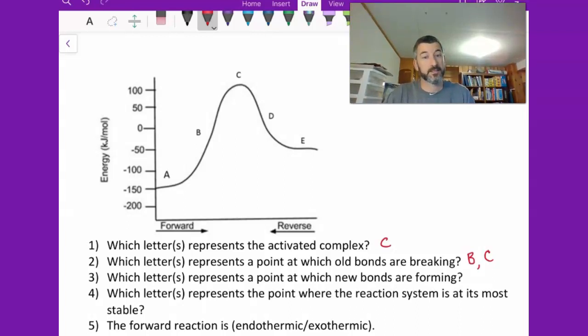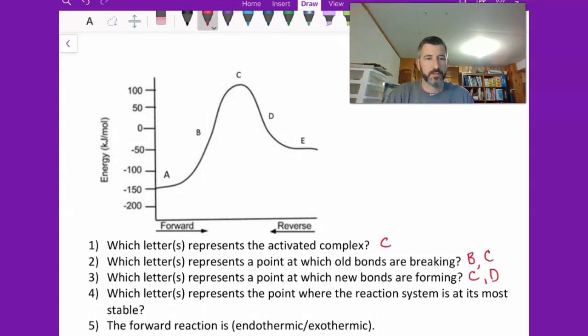And then which leads us into number 3, which letter or letters, and again there's going to be 2 this time, represents a point at which new bonds are forming. So you should have said this time C as well as D. So at the peak of the hill, we're forming new bonds as well as breaking old ones. And then on the downhill, point D, we are just forming new ones during the exothermic part of the process.